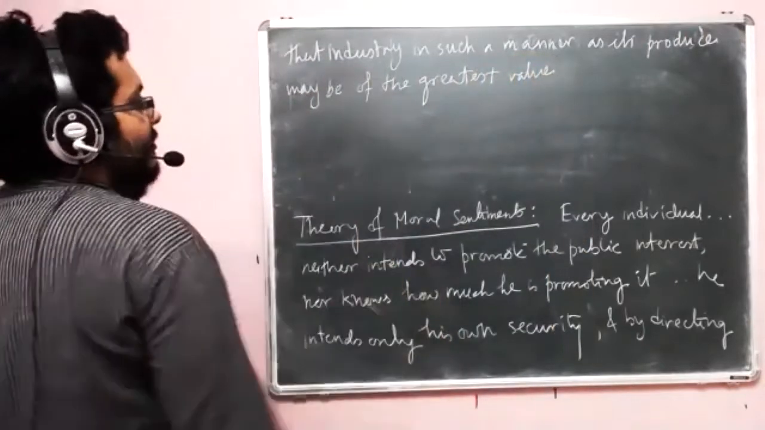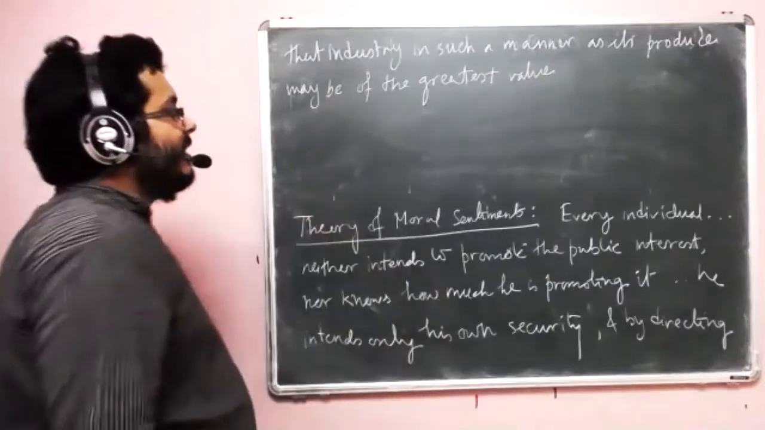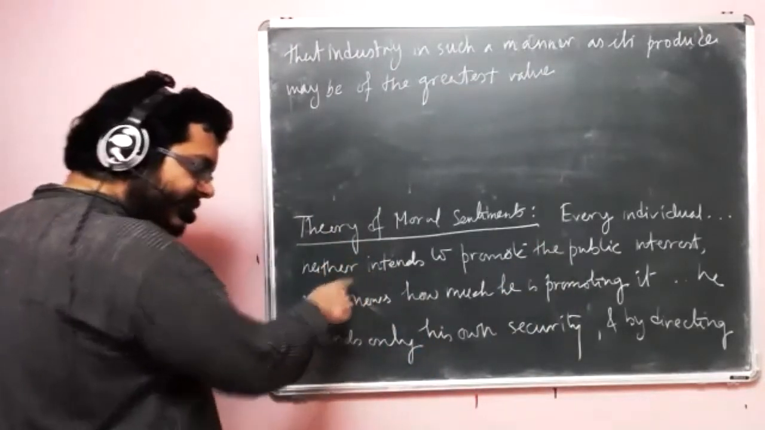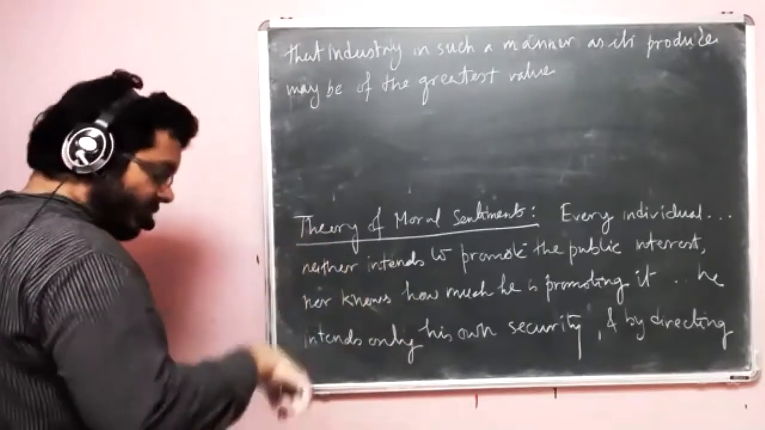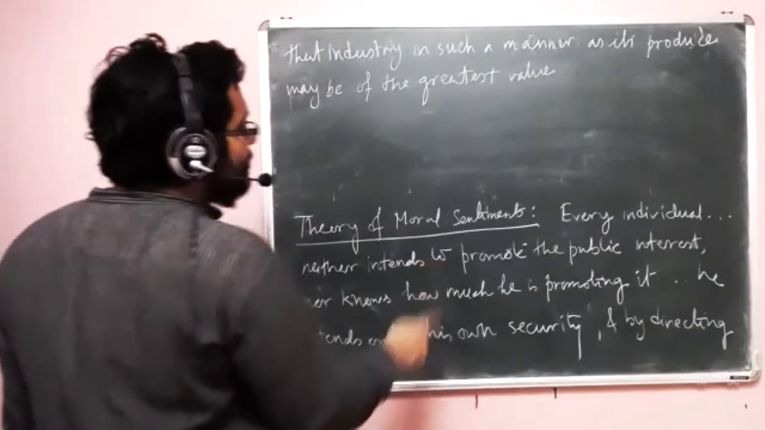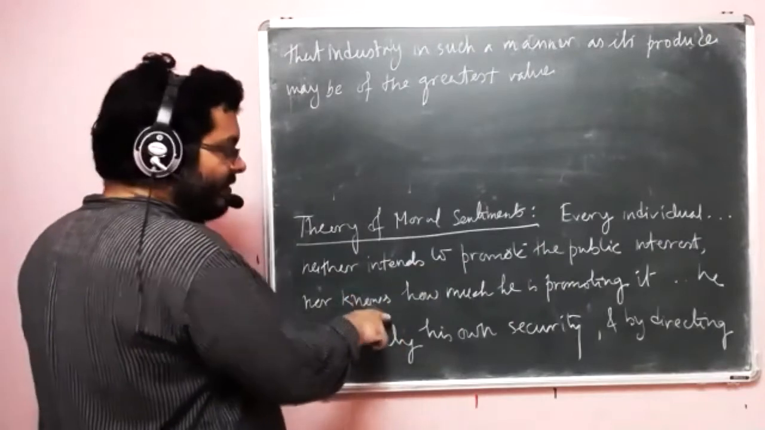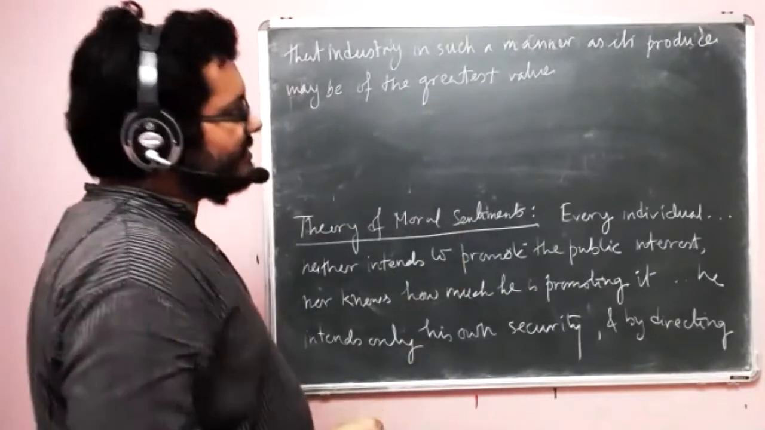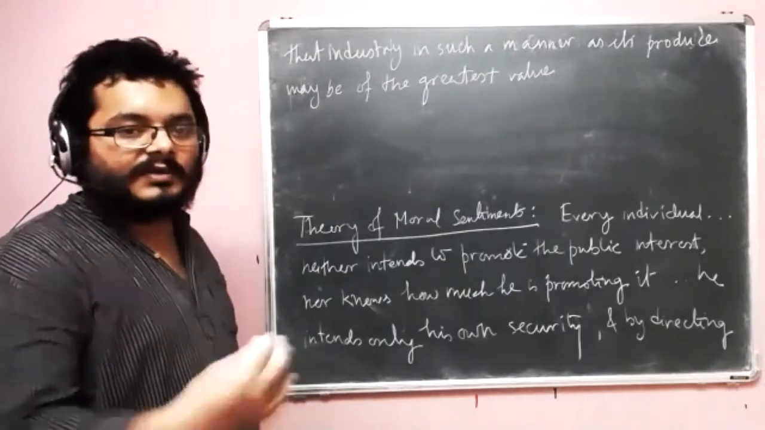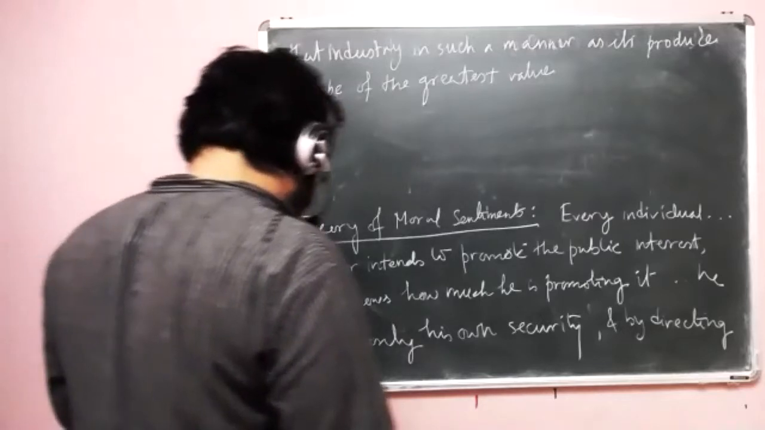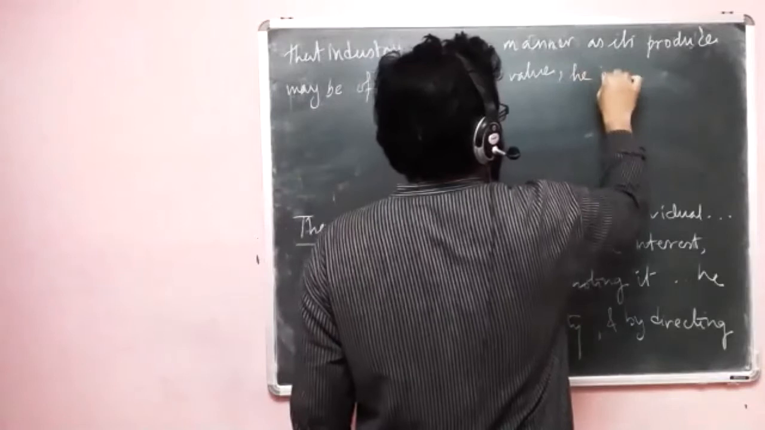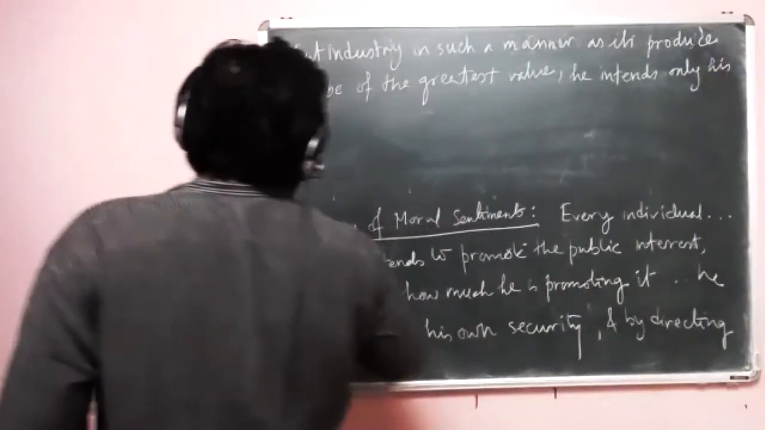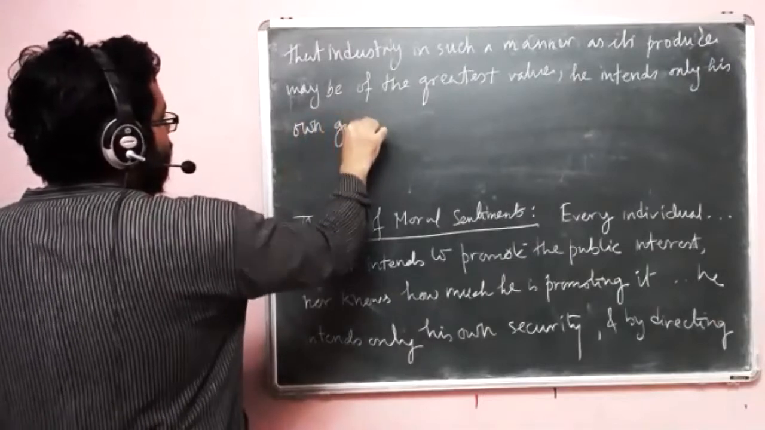So that is personal interest and its attainment and not public interest, for both the reasons that the individual does not intend and the individual does not know, or even when the individual is doing it unintendedly, then also he doesn't know. So when I am looking at this purpose of work, that its produce may be of the greatest value, the individual basically doesn't care about the public promotion. Okay, so of the greatest value, he intends only his own gain.